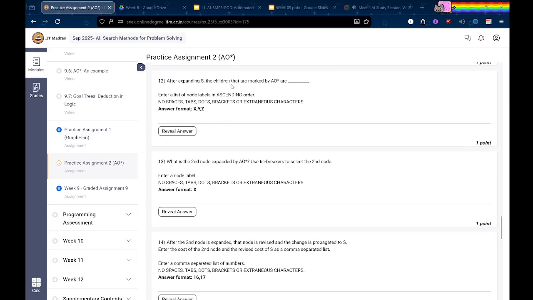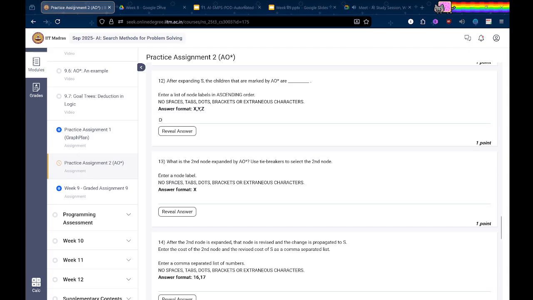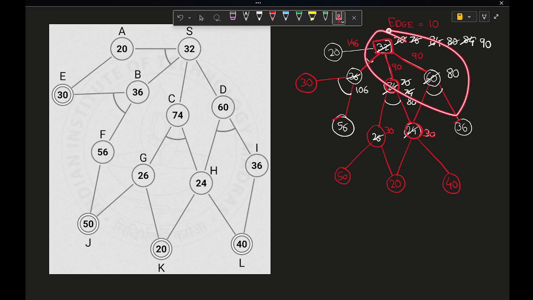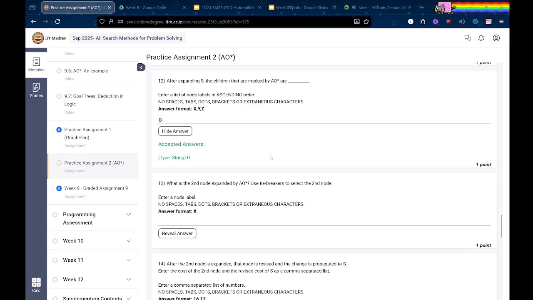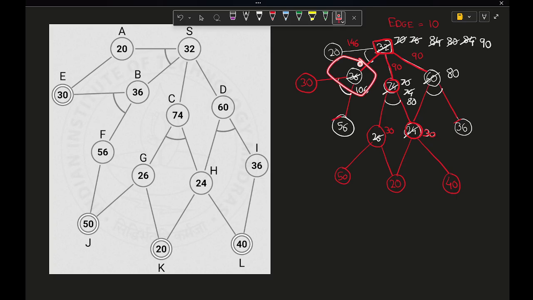After expanding F, the children that are marked by AO star are AB. No, no, D, only D, because we first went in this direction. What is the second node expanded by AO star? After this was expanded, what did we expand? We expanded this, right? B, because the cost became something like 84. So that's why we moved on to this part. Yeah. So B.